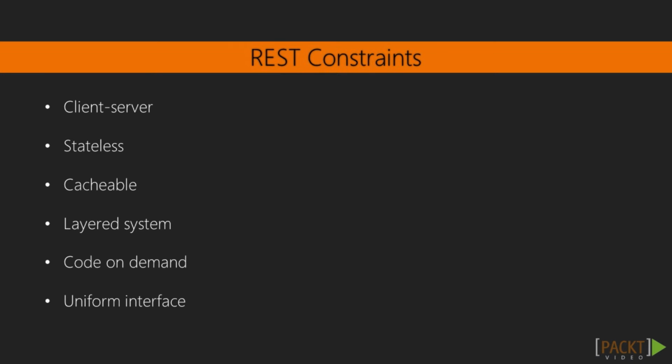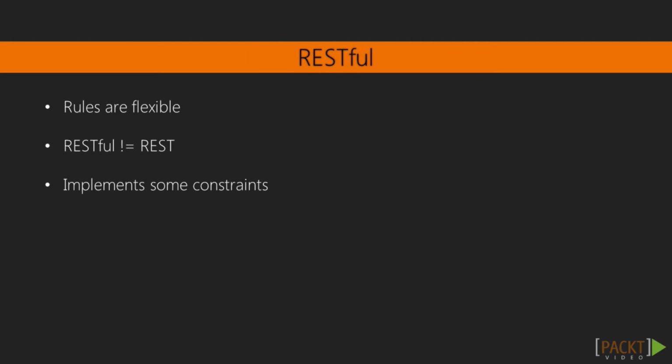Uniform interface is for simplifying and decoupling. It is fundamental in REST. All the rules are flexible, which most often leads to a lot of arguments. To be on the safe side, most of the time it's better to refer to your API as RESTful. This means that it implements some of the constraints, but not all of them.